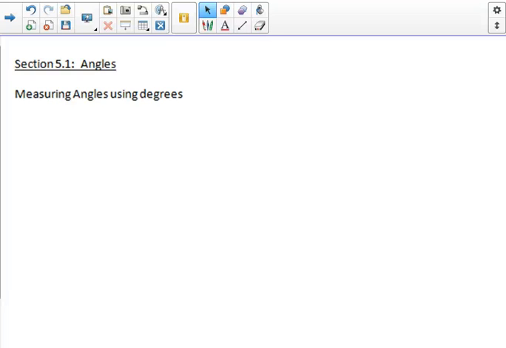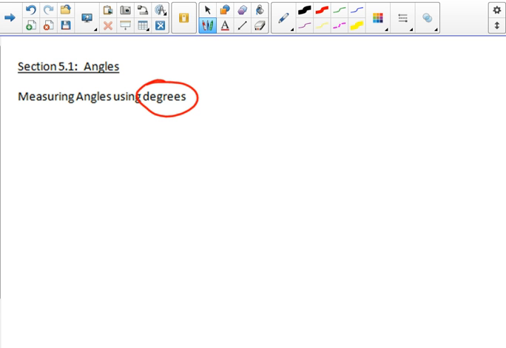Okay, here we go with section 5.1. Let's start off with this. The use of degrees for measuring angles is completely arbitrary.